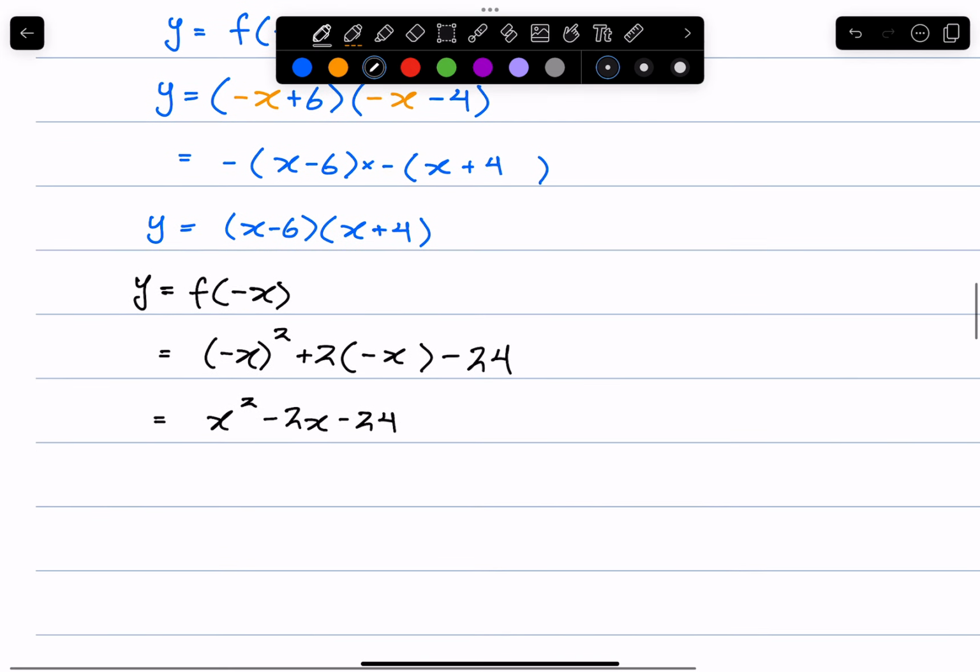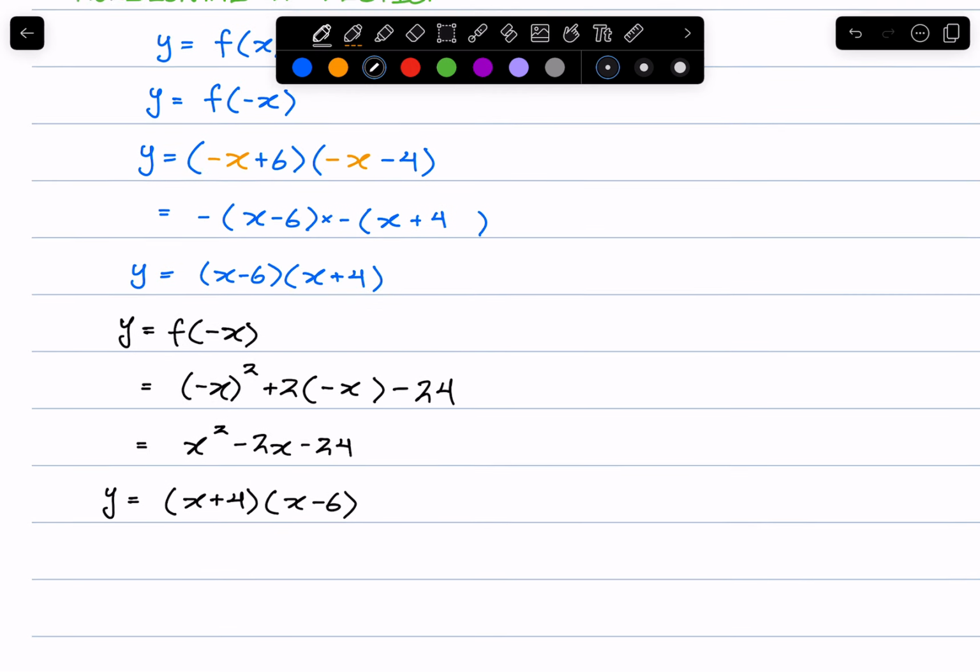Now this, if you were to now try and factor this, you would actually get the exact same thing. You would get x plus 4, x minus 6.